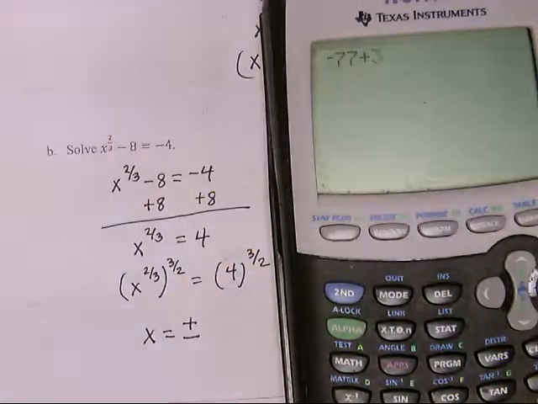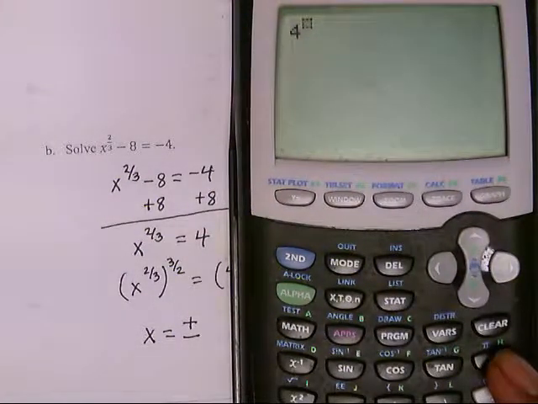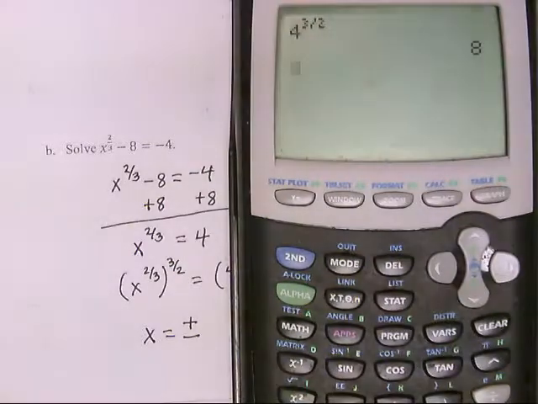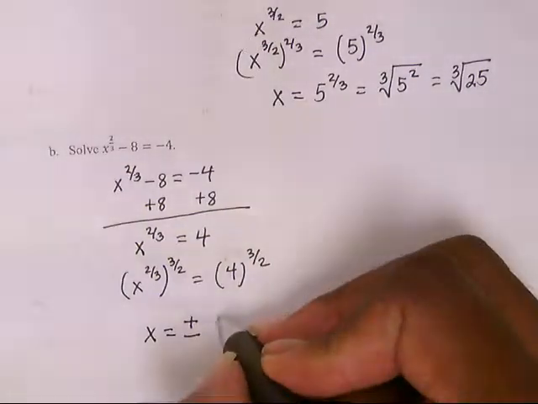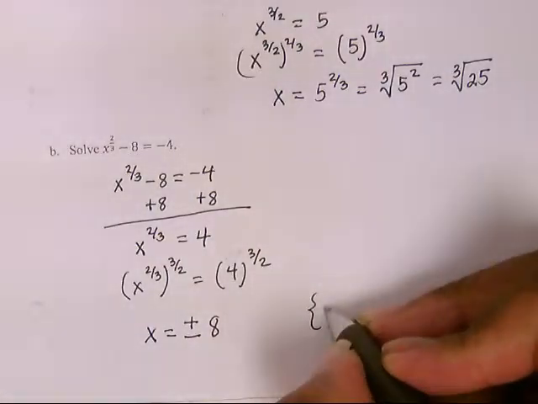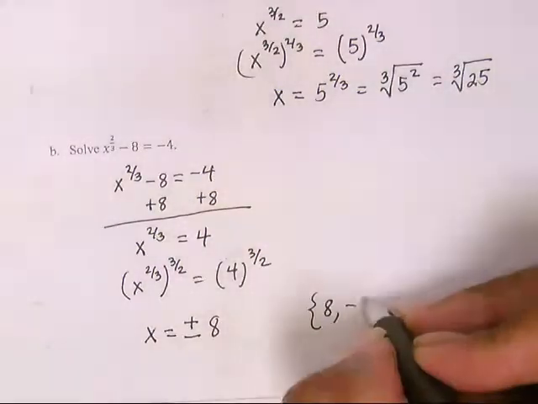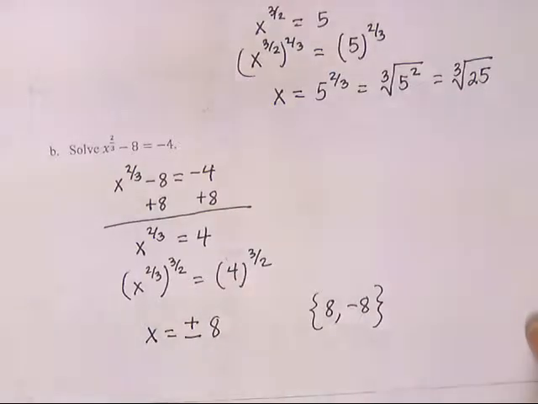In this case, if I type in 4 and then the caret key for your exponent, 3 halves will be 3 divided by 2. Then hit enter. That will give you the answer of 8. And in this case, it's going to be plus or minus 8. So here, you have positive 8 and negative 8 as your two answers to that equation with rational exponents.